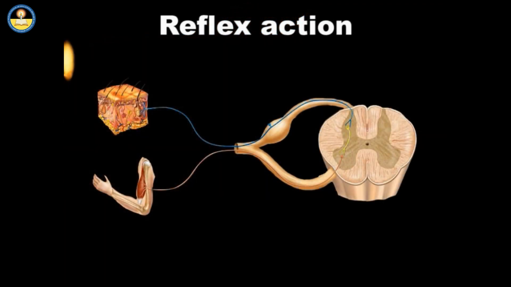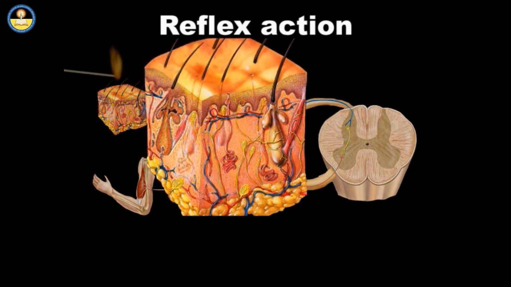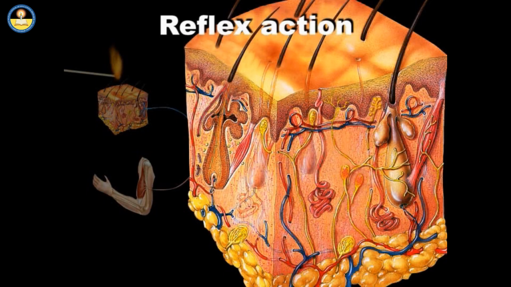Pain is the most obvious stimulus that sets the whole reflex into action. See how it all happened. Actually, when you feel the burning sensation, a sensory receptor in the skin generates a nerve impulse, which moves along the axon of a sensory neuron towards the central nervous system.